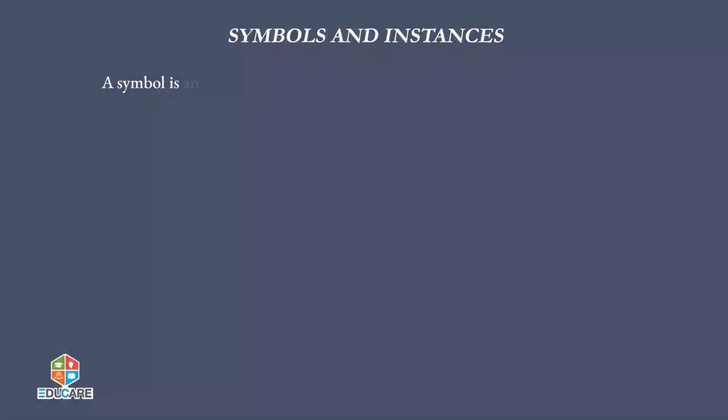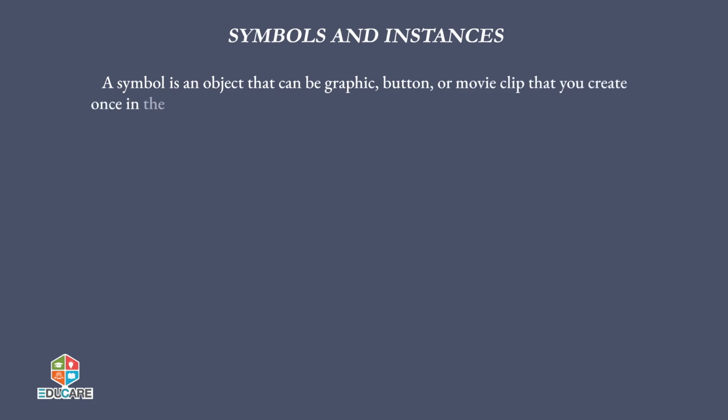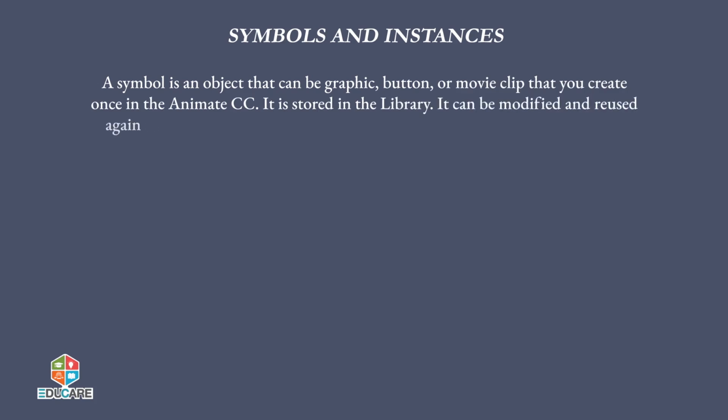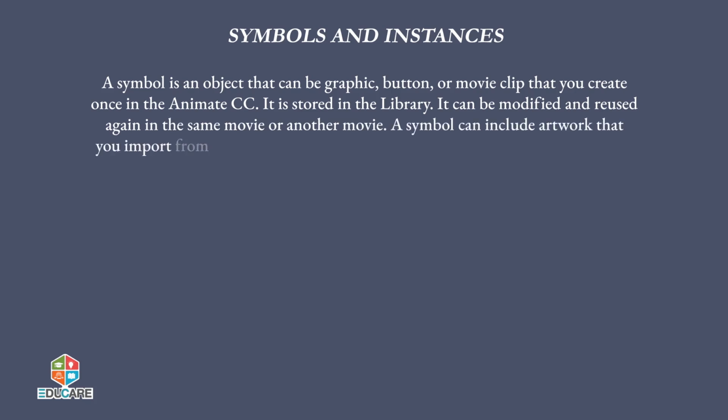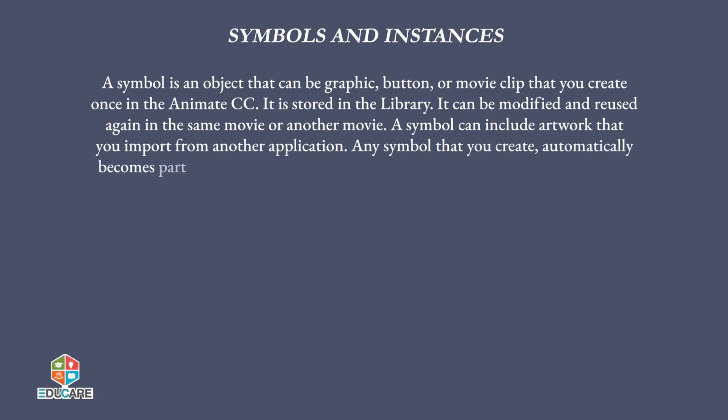Symbols and instances. A symbol is an object that can be a graphic, button, or movie clip that you create once in Animate CC. It is stored in the library. It can be modified and reused again in the same movie or another movie. A symbol can include artwork that you import from another application. Any symbol that you create automatically becomes part of the library for the current document.